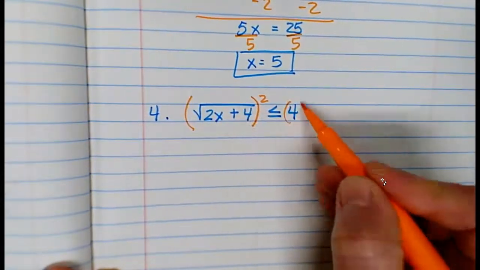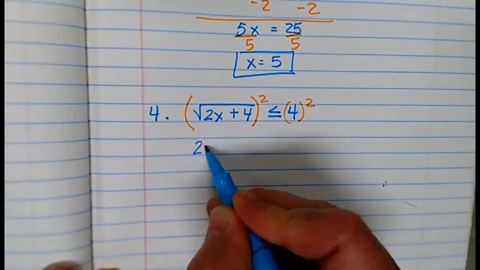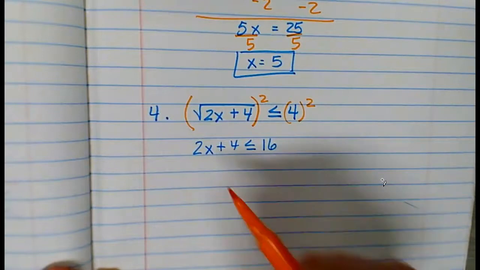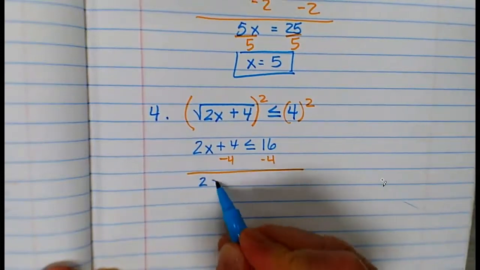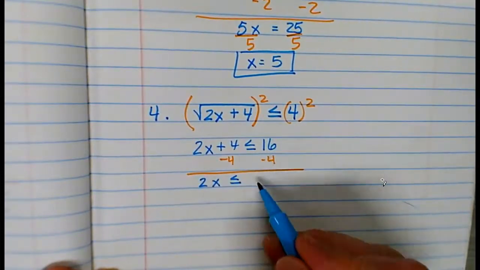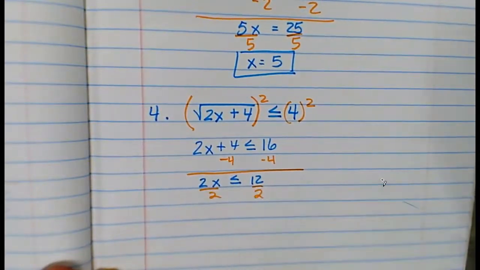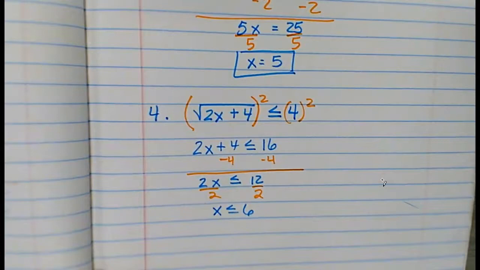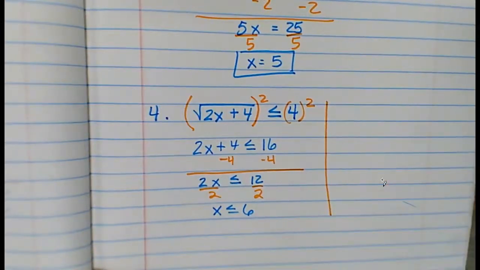Isolate the radical, square both sides, solve. Now, this is not quadratic, so I don't have to factor. I did not use my golden rule of inequalities because I did not multiply or divide by a negative. However, there is one more part of this problem.